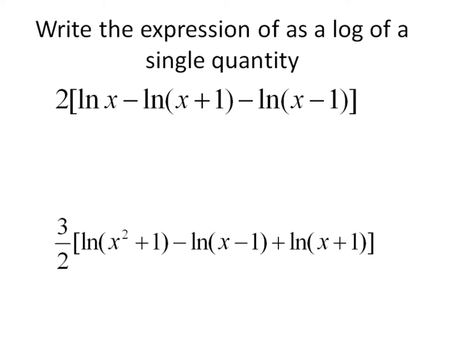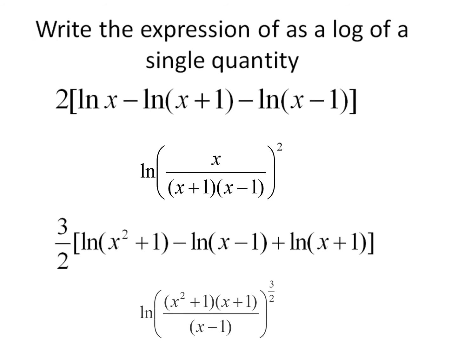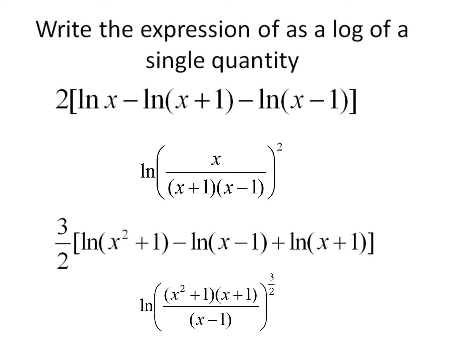So once again, if you want to pause this, we're writing this now as one log. If it's subtraction, it's going in the denominator, and if it's addition, it's going in the numerator. And remember, coefficients become powers. So the first one would look something like this, where the x plus 1 and the x minus 1 are both in the denominator because we're subtracting them, and then the 2 for the coefficient became the power. In the second one, the x minus 1 would go in the bottom, but the x plus 1 would stay in the top, and then we would raise that to the 3/2 power. And of course, we could also write that as that quantity cubed and take the square root of that.